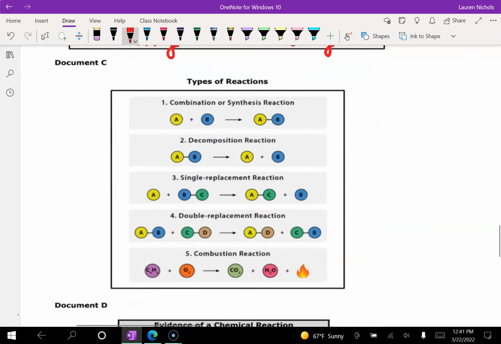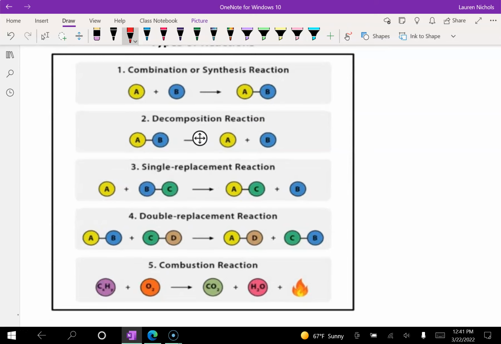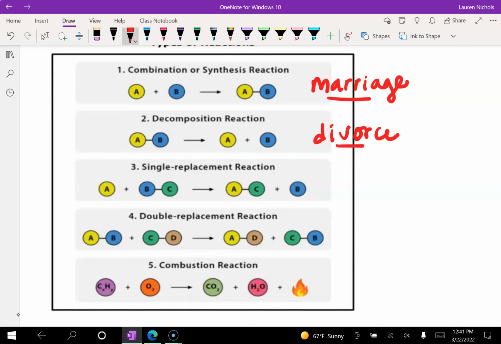For document C, we see the types of reactions. So they give us our names and what they look like. So we know that a synthesis reaction is similar to marriage because you have A and B combined to make AB. Decomposition is similar to divorce. Now, in your essay, you might explain the nickname, but you still need to use its official vocabulary name.